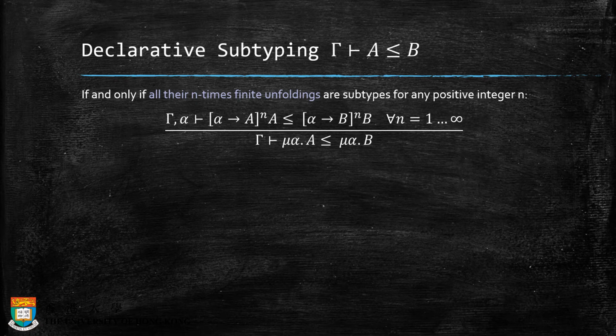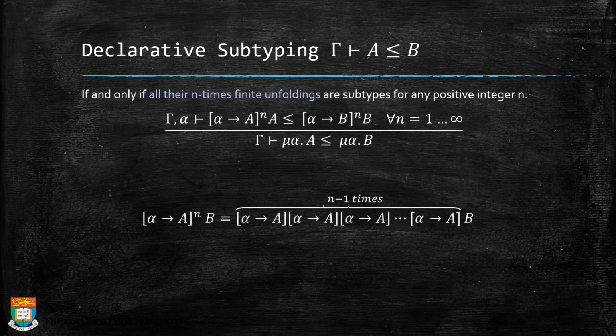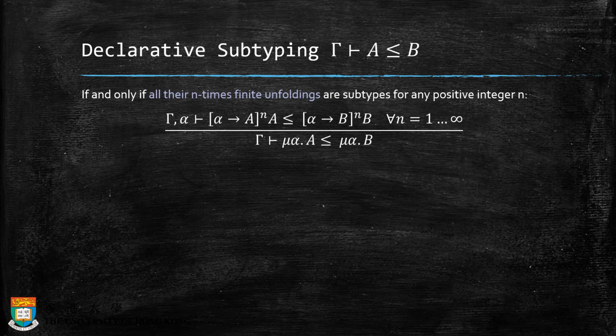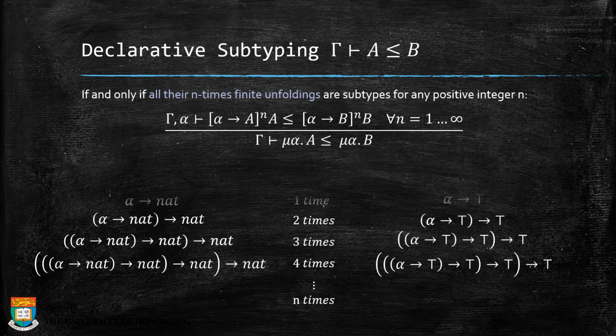We propose a new declarative subtyping rule. If and only if all their m times final unfoldings are subtyped for any positive integer m, then two iso-recursive types are subtyped. Here is the notation of the m times final unfolding. You can easily see that in our previous example, two iso-recursive types which have subtyping relations always meet this rule.